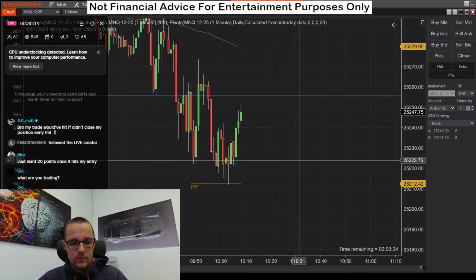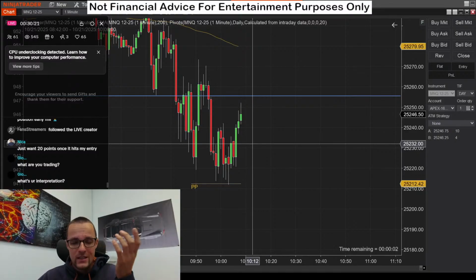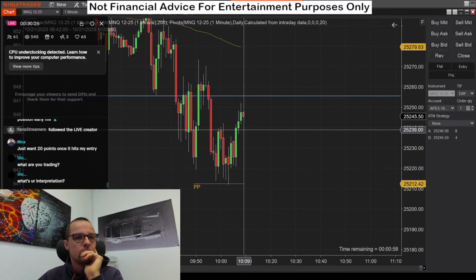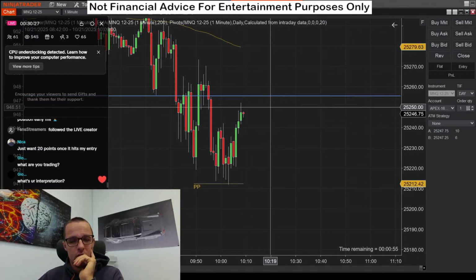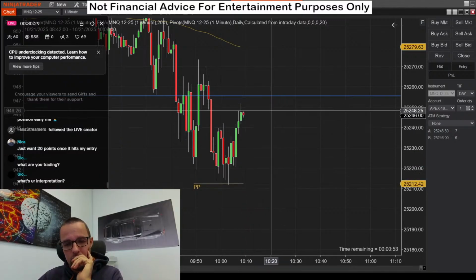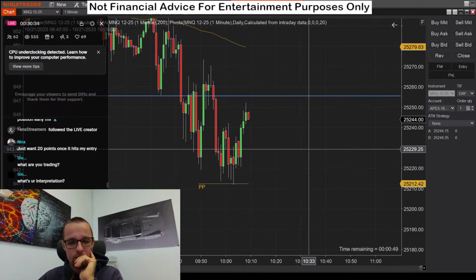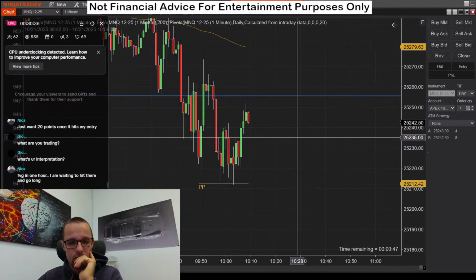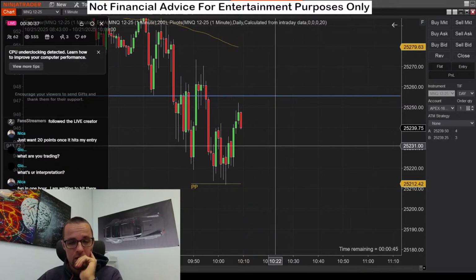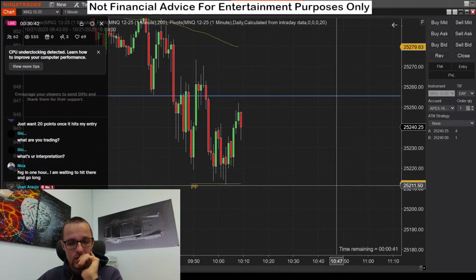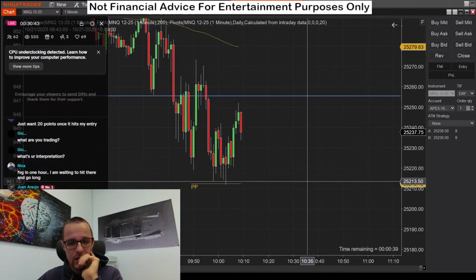But yeah, price could do anything here. It's a crucial area: is it going to reject here and continue going lower, or is it going to push through and start going higher? So far we're starting to reject. Like I said, once we break those lows, I'm switching accounts.